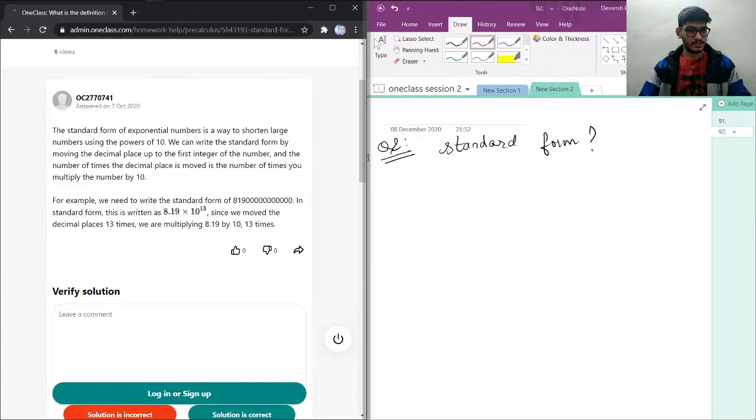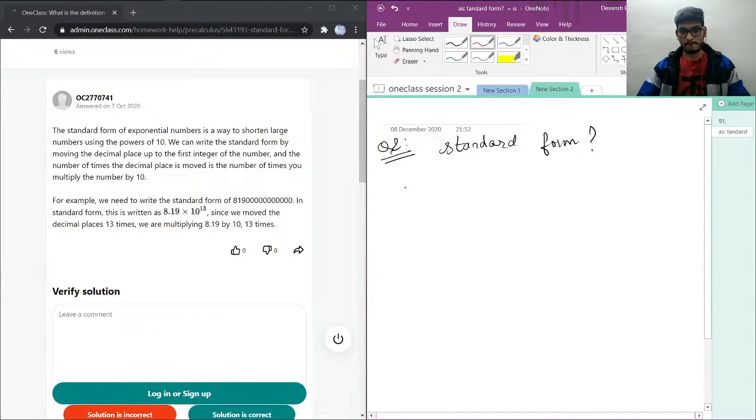For example, we need to write the standard form of 819 and a lot of zeros. In standard form, this is written as 8.19 times 10 to the power 3. Since we move the decimal place 3 times, we are multiplying 8.19 by 10 to the power 3.